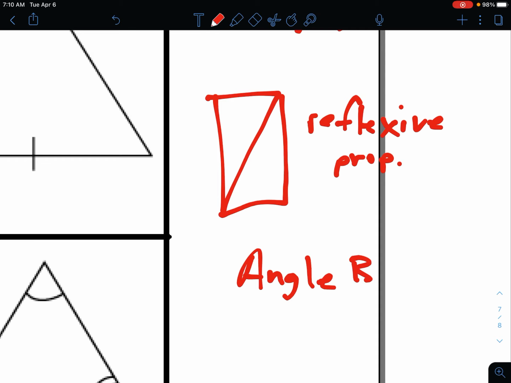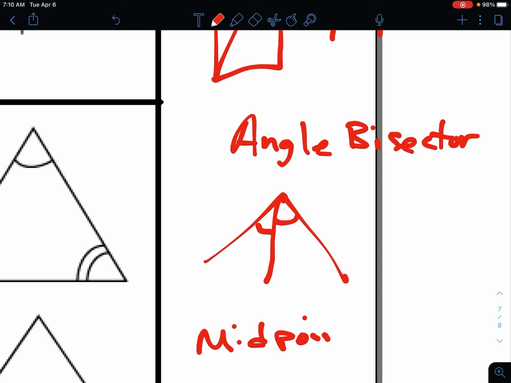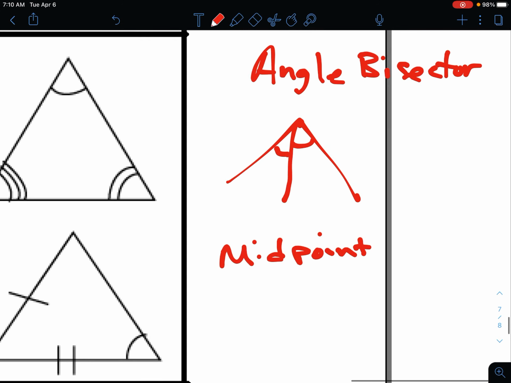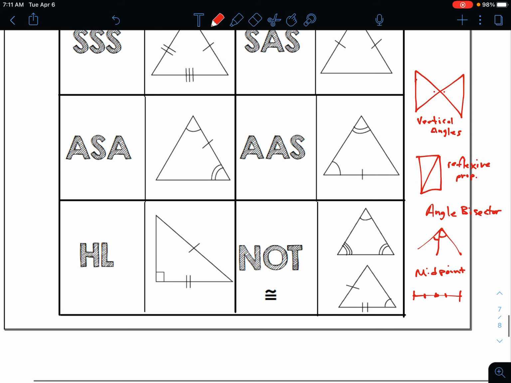We talked about angle bisector yesterday. Right, if that's the case, the big angle gets cut in half, then this piece is equal to this piece. That's definition of angle bisector. And we talked about midpoint or segment bisector, which is, if it's the midpoint, then we know that it's equal on both sides, okay? And we would use definition of midpoint.